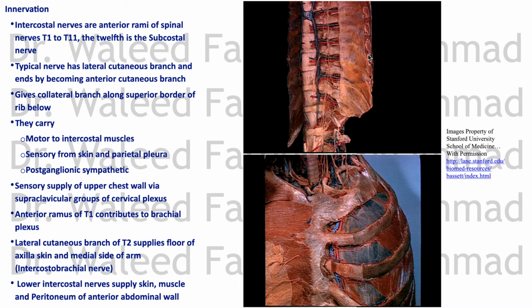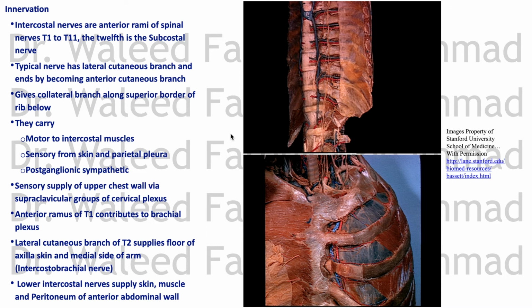On the lateral side, it gives a lateral cutaneous branch to supply the skin and fascia at the lateral side, and continues to the front to become the anterior perforating branch. This is an anterior perforating branch of a spinal nerve. See this and this. Okay, what do they carry? They carry motor to the intercostal muscles, sensory to the skin and parietal pleura, and sympathetic for the vessels, of course.